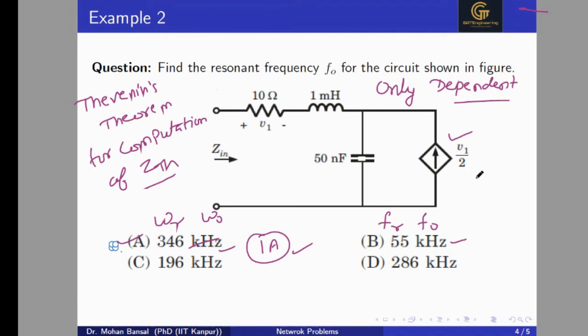Sometimes what happens, you solve correctly each and everything and you finish with omega naught equal to 346. So don't make such kind of mistakes in the exam.